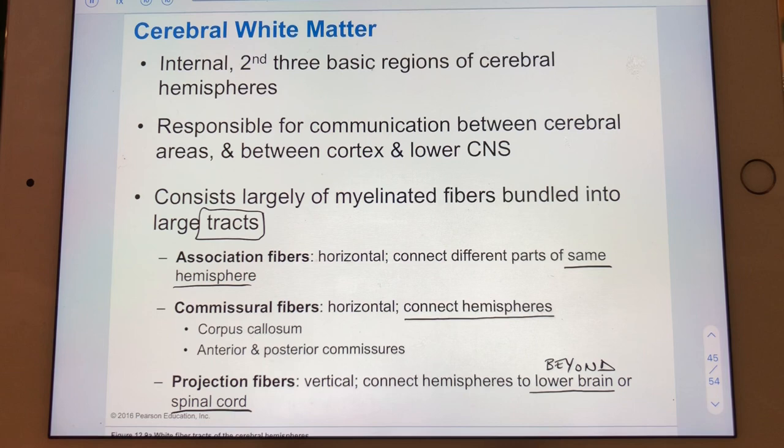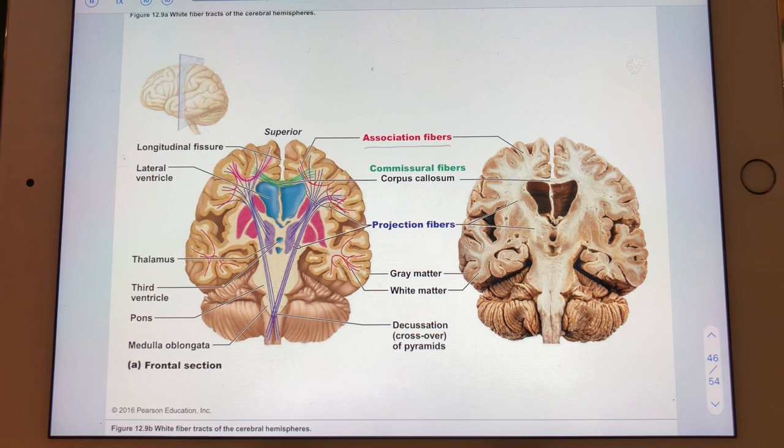Here we're given an illustration and a photograph. And in the illustration, the hot pink lines represent association fibers. All right, we're jumping from one part of the cerebral cortex to another part in the same hemisphere. And just to drive that home, I'm going to trace one of those. Commissural fibers link cerebral cortex of one hemisphere to cerebral cortex of the other. And projection fibers link cerebral cortex to other parts of the central nervous system.